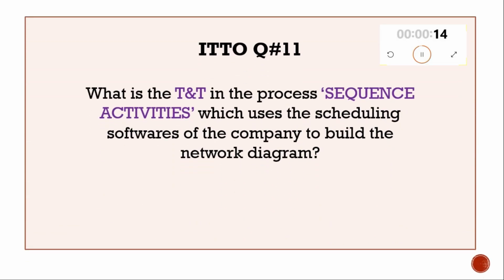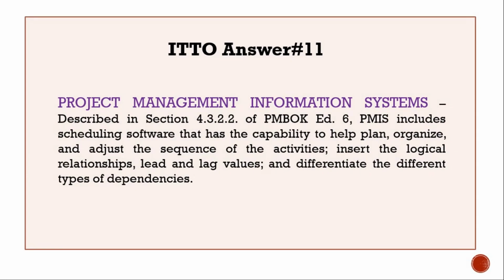ITTO question number 11. What is the tools and techniques in the process sequence activities which uses the scheduling softwares of the company to build the network diagram? Answer 11. Project Management Information Systems, described in section 4.3.3.2 of PMBOK Edition 6.